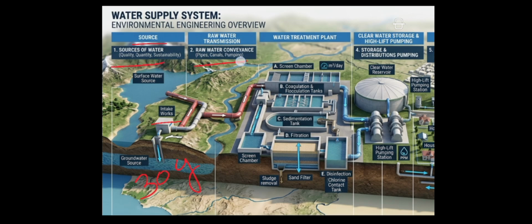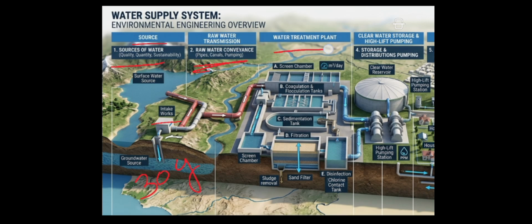And if we get into phase 2, it is the treatment plant, which is the heart of environmental engineering, because in this treatment only the raw water is converted into pure water, which is safe to drink.